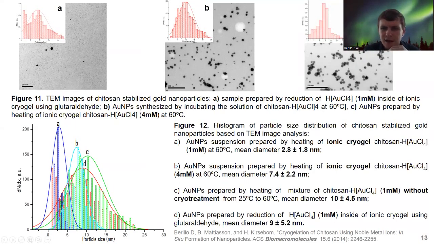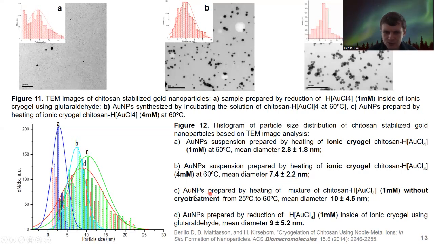On these histograms, one can observe gold nanoparticles stabilized by hydrazine, but the difference was only in the treatment. For instance, in this case, the ionic cryogel was incubated at 60 degrees Celsius, and we got an average diameter of 2.8 plus minus 1.8 nanometers. If we dissolved ionic cryogels without heat treatment, then it led to increase of average size to 7.4 nanometers.